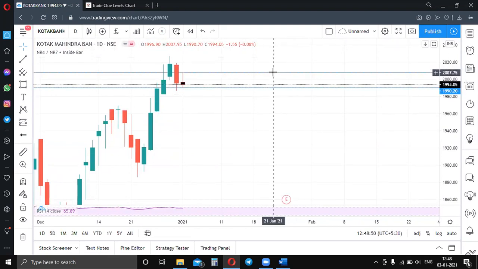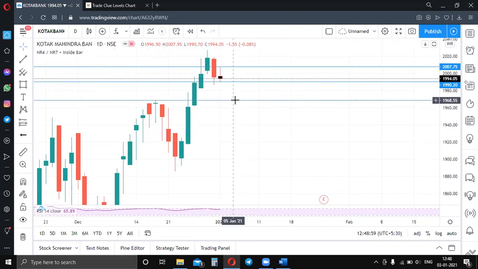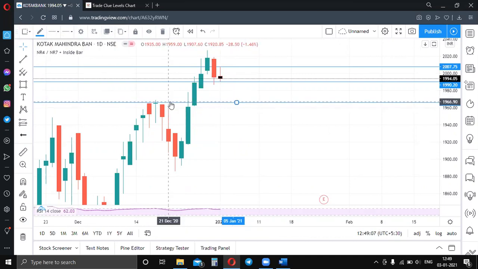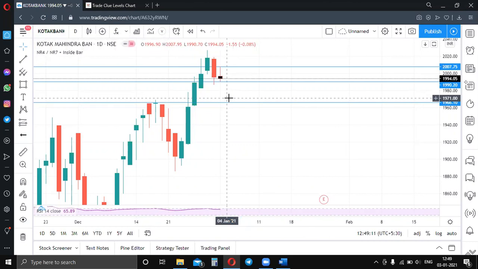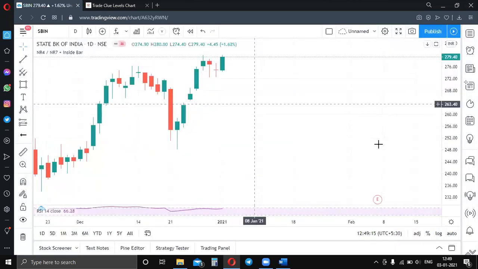So unless and until it breaks down from that zone, we cannot go and short it. Up till here, we get the opportunity to trail the stock. This was the cluster earlier, which acted as a resistance. Now this will act as a support. But if you see, SBI is very strong on the chart.